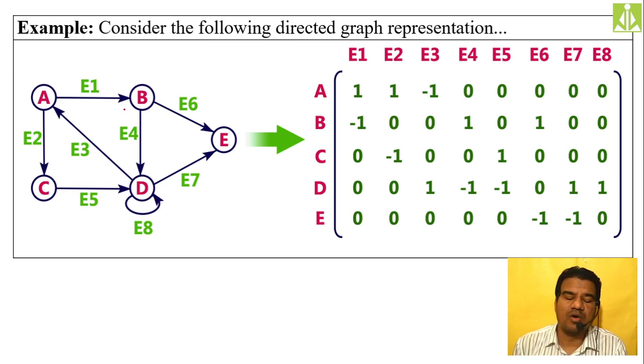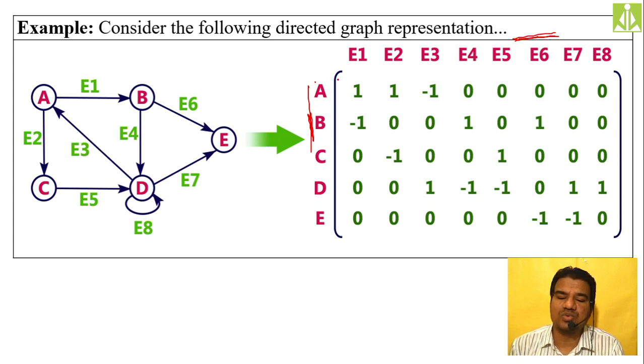From the vertices we have, A, B, C, D, E, 5 vertices, I have taken on rows. And then edges E1, E2, E3, I have marked with different labels, E1, E2 up to E8, because we have 8 edges over here. That I have marked on columns.